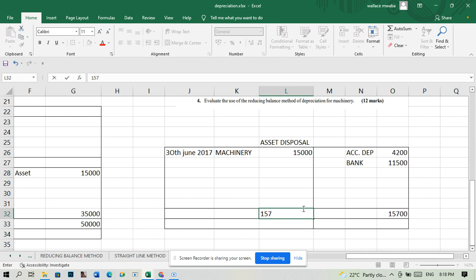So remember, whenever the credit is greater than the debit, you have made a gain. So how much is our gain? Let's say 15,700 minus 15,000, and our gain is 700 kwacha. So our gain is going to go to our profit and loss statement.